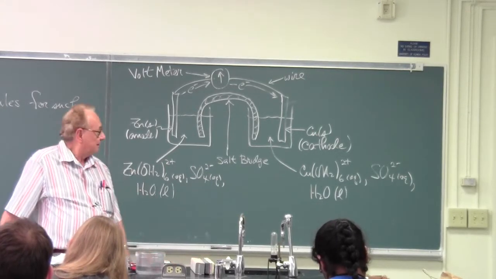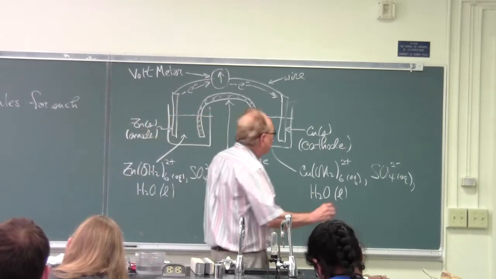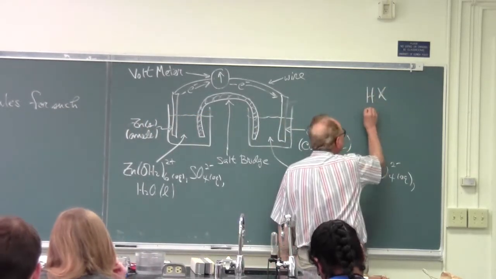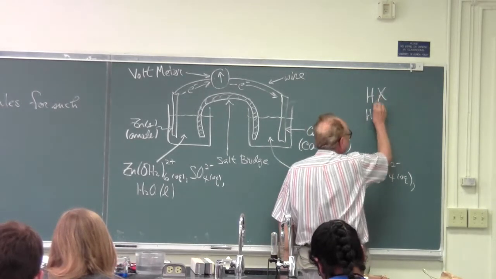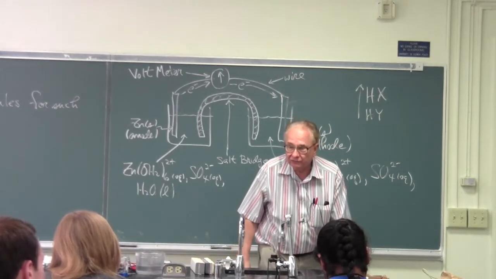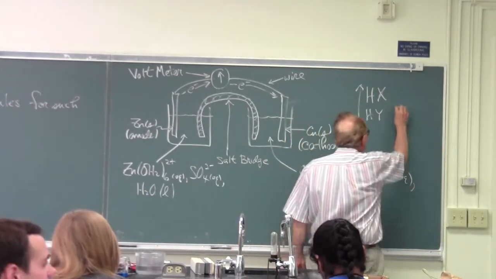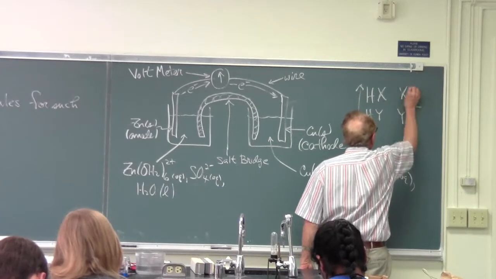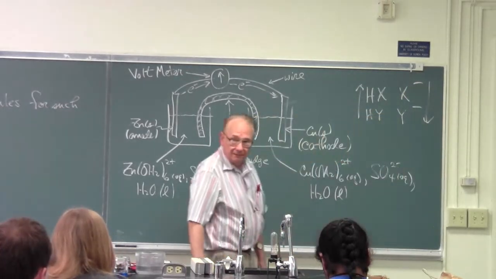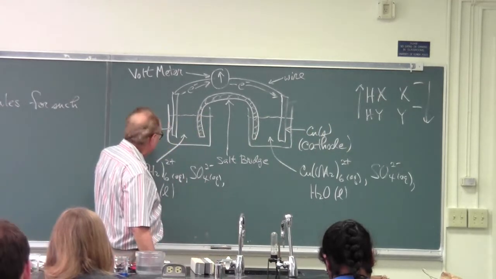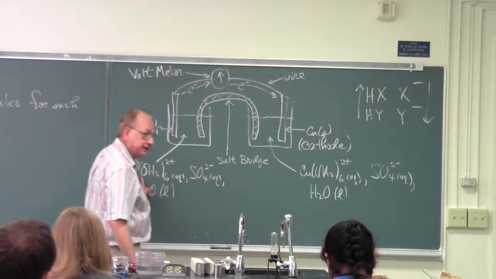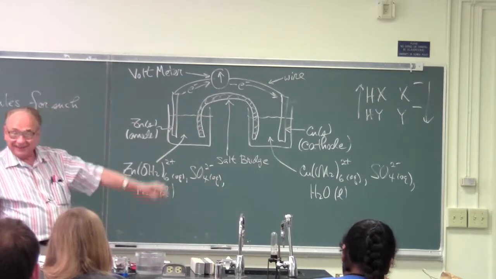Remember what we found out? If acid HX is a stronger acid than acid HY, with the acids in our acid column increasing in strength from bottom to top, that means that Y minus is a stronger base than X minus. Well then, if I find that zinc is a stronger reducer than copper, that means this is a stronger oxidizer than this. It's just like that.